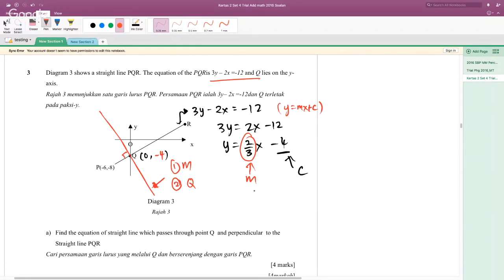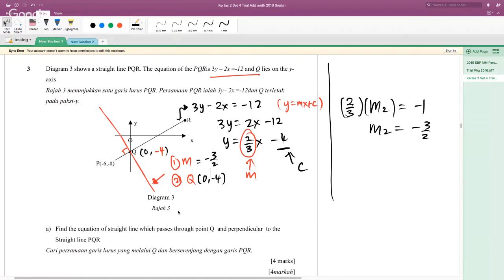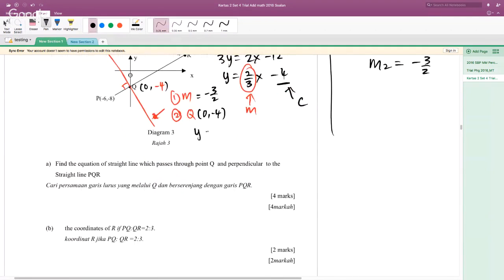This is the gradient. Since the straight line is perpendicular to this line, I can find the gradient. So I got the Q already. Q is (0, -4). I can get the gradient easily by using m1 multiply m2 equals negative 1. Okay, so m2 equals negative 3 over 2. Now I have the gradient negative 3 over 2. If I have both pieces of information, I can form the equation easily. So I will just use the formula y minus y1 equals m(x minus x1). So therefore, y equals negative 3 over 2 x minus 4. Done. This one asks you to find the equation of the straight line.